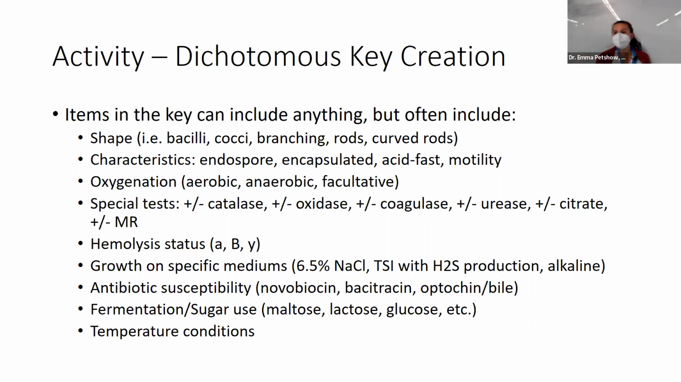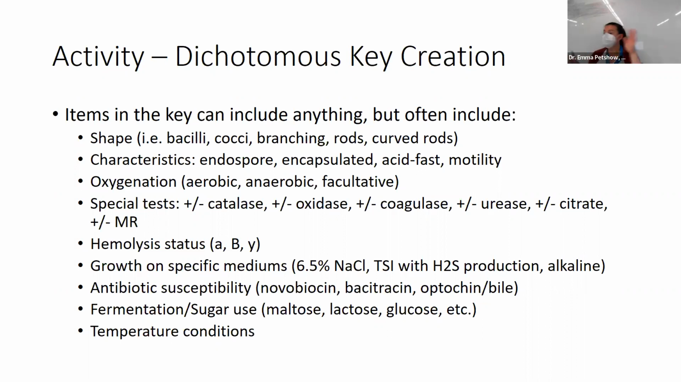Hemolysis status, alpha, beta, gamma, that's important when it comes to strep identification, so we will talk a little bit about that. And then growth on specific mediums can tell you what could maybe kill it. Same with antibiotic susceptibility, right? Which antibiotics can kill these bacteria and which can't. This will come more into play in NPLEX 2, not NPLEX 1. That's when they'll care more about what antibiotics can affect these bacteria better. Fermentation, sugar use, temperature: again, don't care, though might be important.